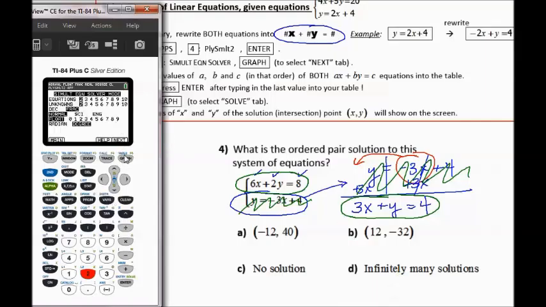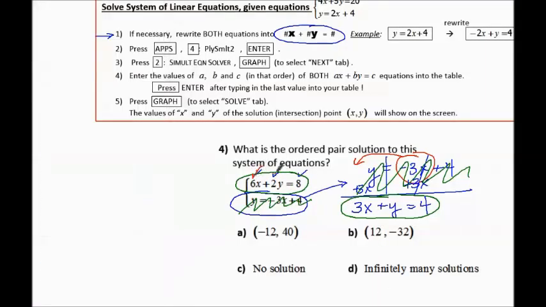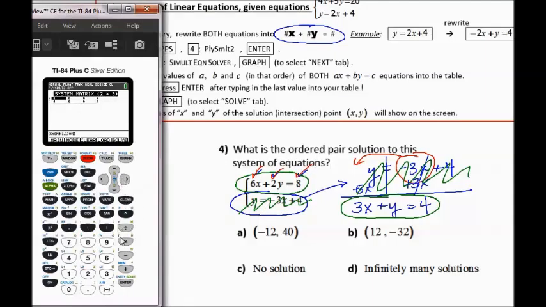This page, we just hit next. And if you have numbers there from a previous problem that you did, right here in the center it says clear, so you can press the clear button and it'll clear it out for you. And you're going to enter the 6 right here, the 2 and the 8 of the first equation in that order. The 6, enter, then the 2, enter, then the 8, enter.